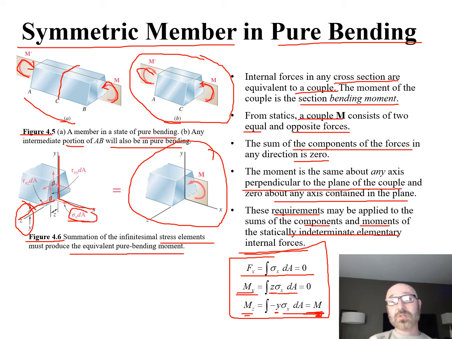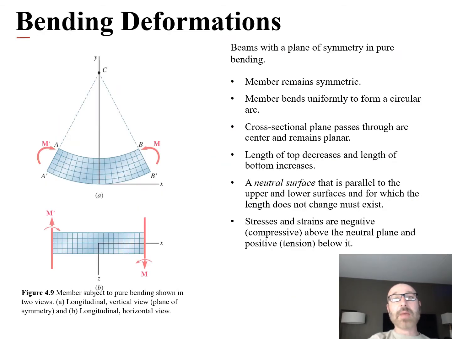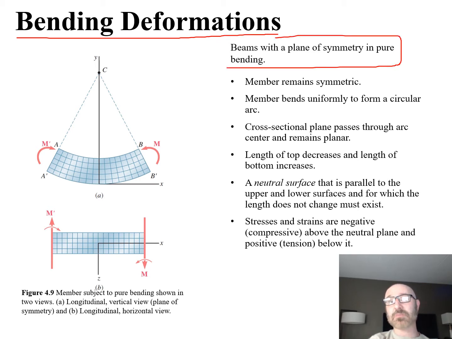So we multiply those two together, take the integral of those, and there is what we get over here on our right-hand side, showing the equivalent pure bending moment. So next we're going to take a look at bending deformations. So we're talking about beams right here. Beams with a plane of symmetry and pure bending are what we're dealing with here, which is a simplified case.